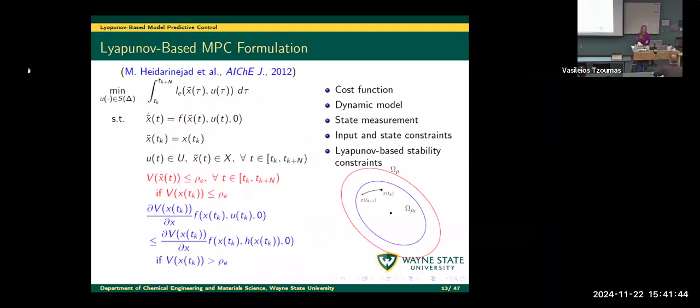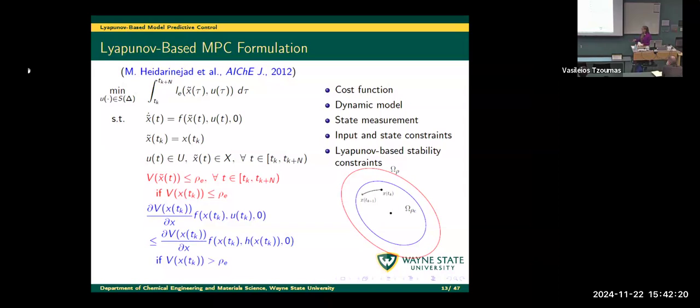And so just like we said for model predictive control earlier, there are many different approaches you could take for this. But the type that we often focus on in our group is what's known as Lyapunov-based model predictive control, or I'll call it here LEMPC for Lyapunov-based economic model predictive control. And then this is from the group of Panagiotis Christofides at UCLA. And it looks basically the same as the economic model predictive controller on the prior slide. We still have our general cost function, our dynamic model, a state measurement, input and state constraints. But now we have this new type of constraint.